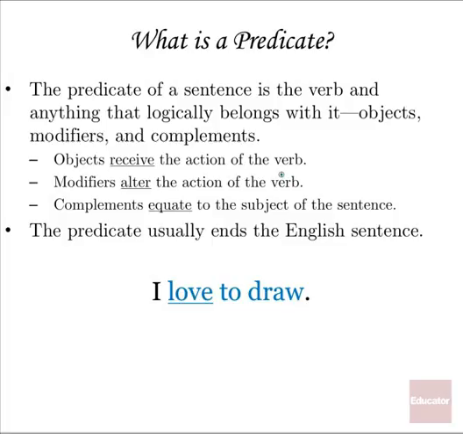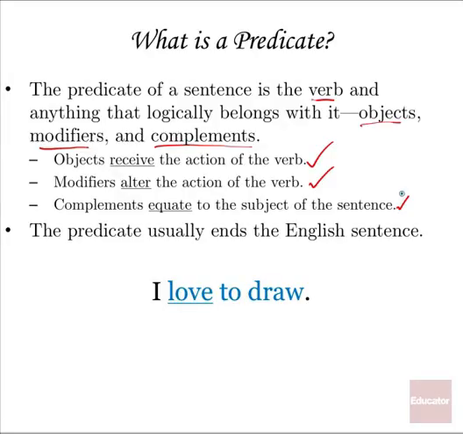All right, what is a predicate? The predicate of a sentence is the verb. Remember, that's the one word you absolutely have to have in an English sentence. And anything that logically belongs with it: objects, modifiers, and complements. Now, what are those things? Objects receive the action of the verb. They're going to be covered in more detail in the next lesson in the series. Modifiers alter the action of the verb. There we're talking about adjectives, adverbs, prepositional phrases. And finally, complements equate to the subject of the sentence. That's what's on the other side of a linking verb.